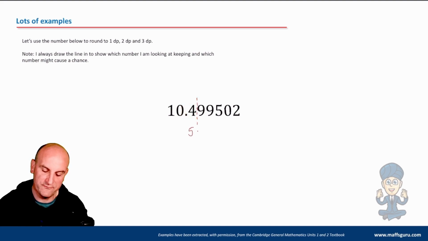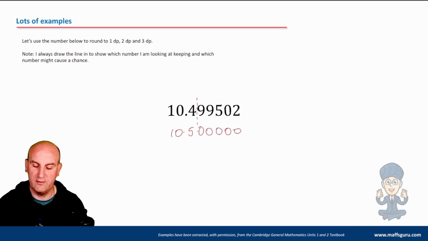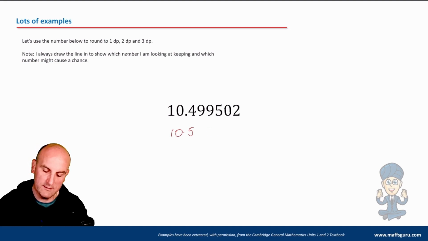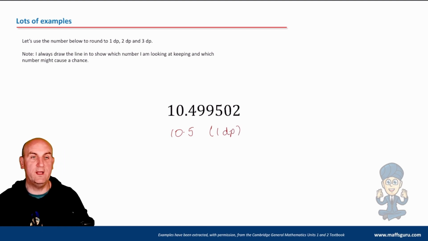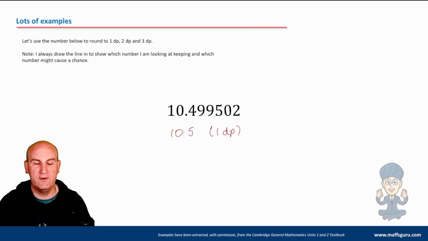So that 4 becomes a 5. The 0 and the 1 stay the same. All the other numbers would become zeros, but because we've got the decimal point there, I don't need to worry about it. And there we go. And so what I would generally do in my working out is write in brackets 1 dp. Why? Because that tells the audience I've rounded to 1 decimal place. Now let's do it to 2 decimal places.